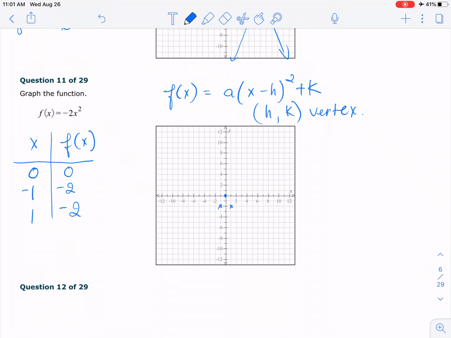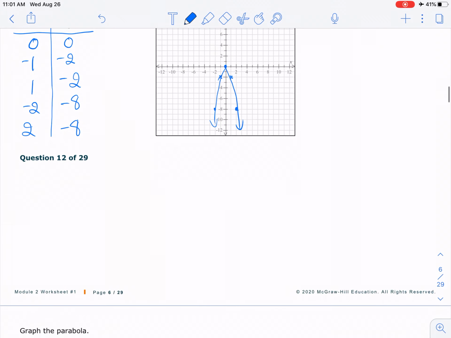Now, we can do one more pair, which is left and right of the vertex. So in this case, it's going to be -2 and +2. So once again, for -2, I plug it in, I'm going to get -8. For 2, I plug it in, I'm going to get -8. We should get the same number. All right, and there we have it, the parabola. All right, moving on to number 12.